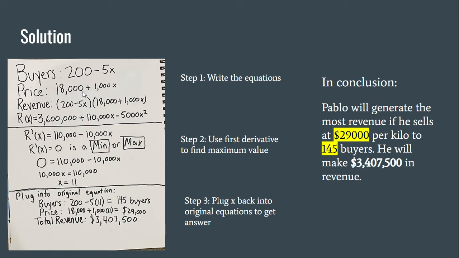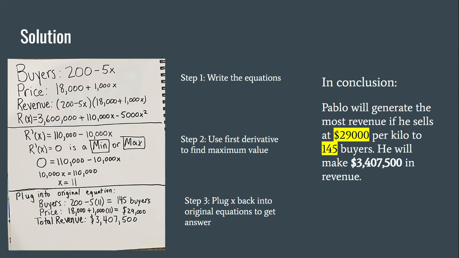And now that you have all three of your equations, you can move on to step 2, which is to use the first derivative test to find the maximum value. This is because wherever the first derivative is equal to 0, that means the original function is either a minimum or maximum. So the first derivative of the revenue function is 110,000 minus 10,000x. Now we set that equation equal to 0 and we solve for x. Eventually, you get x equals 11.